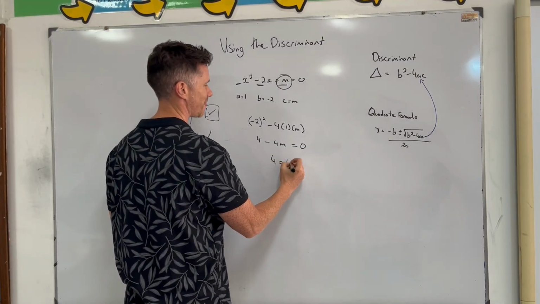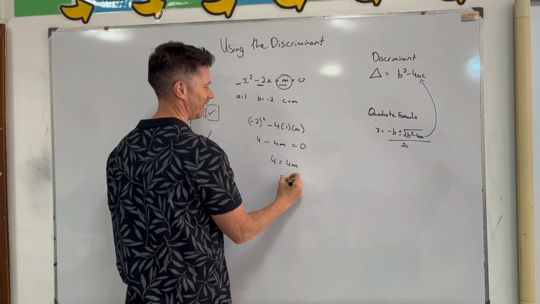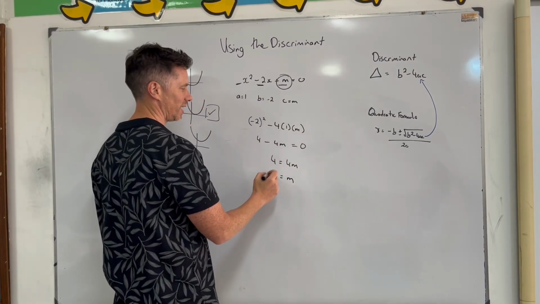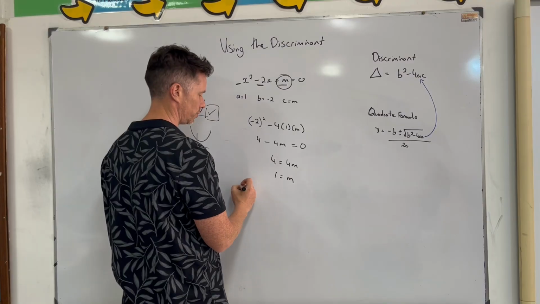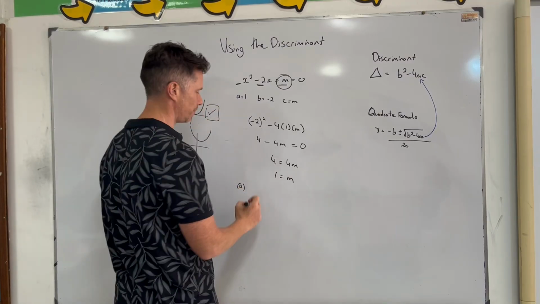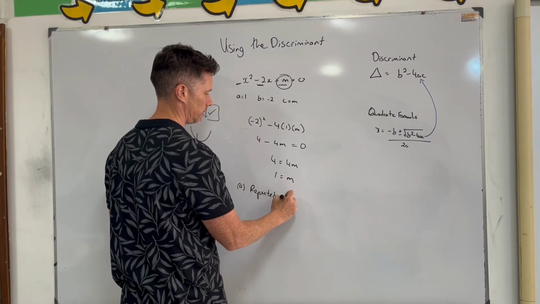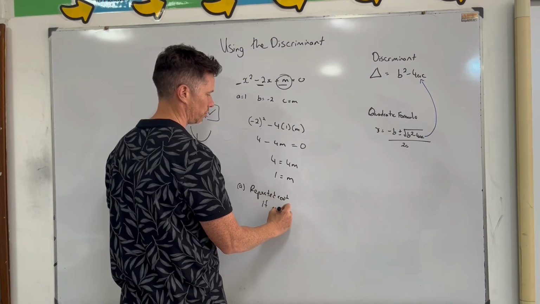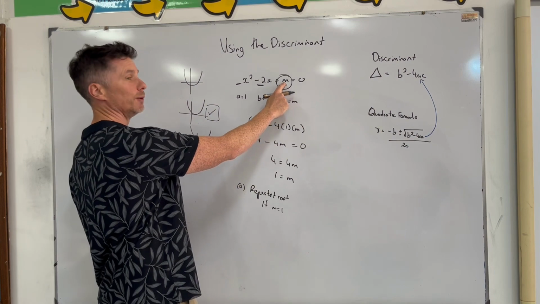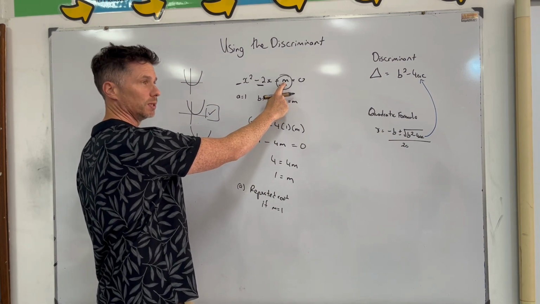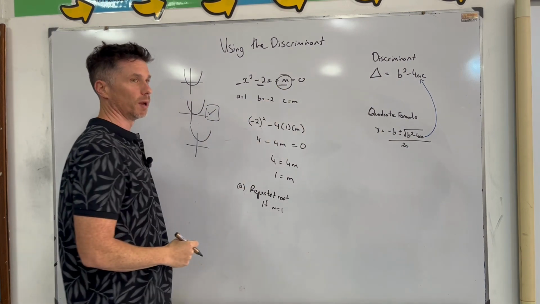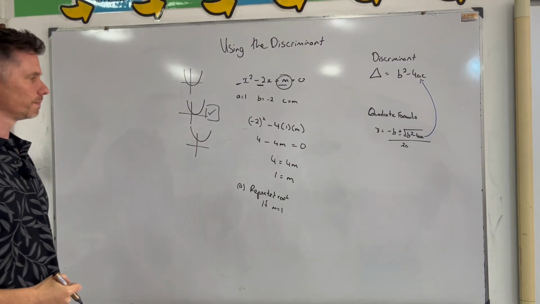That gives m is 1, so that is our repeated root. That was part A, wasn't it? Repeated root if m is equal to 1. If I put 1 in here, it would be a perfect square, wouldn't it? It would be x minus 1 squared. So a repeated root, yeah, sweet.